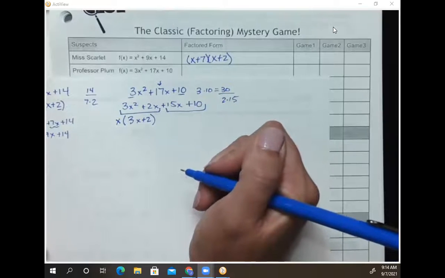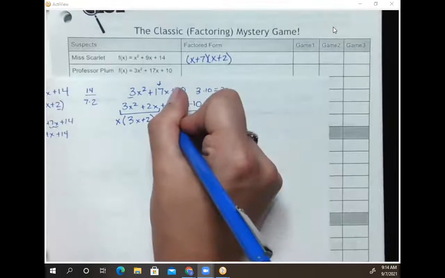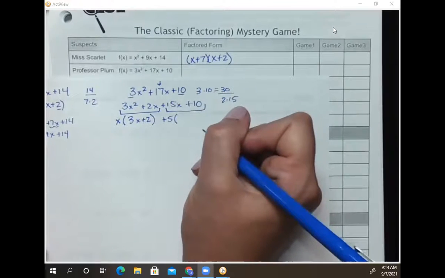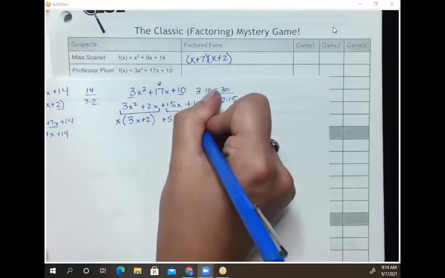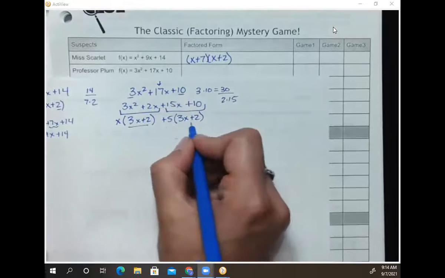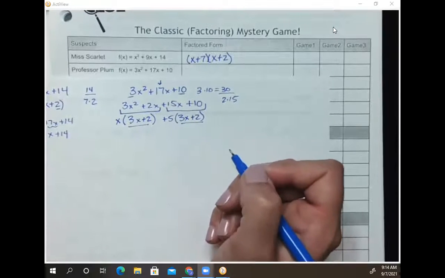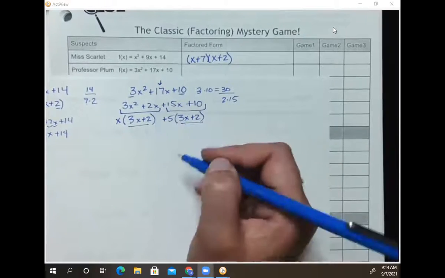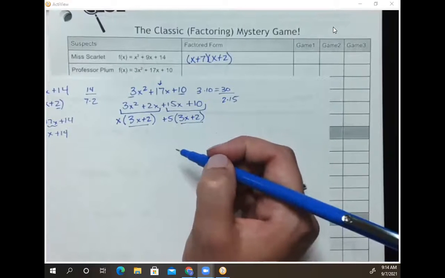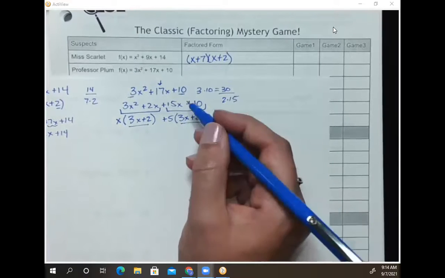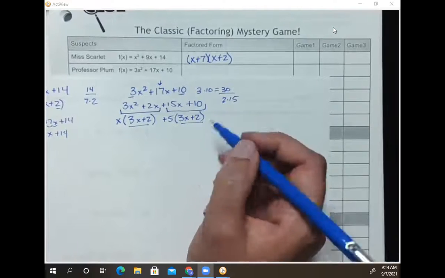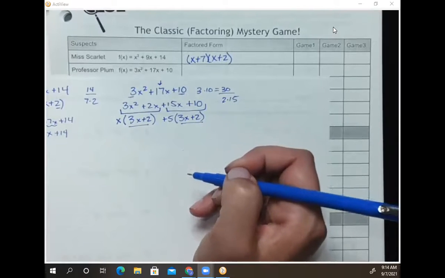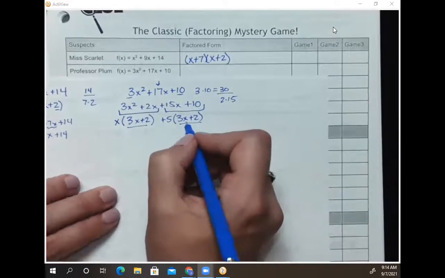How about my second group? What's the GCF here? 5. What's left over when I factor out 5? 3X plus 2, perfect. Remember our stuff in parentheses, we always want to be the same. Another reason I like this AC method is because we spent some time already practicing grouping and we're just doing grouping again. It's like grouping with 1 extra step. So it's something you've already done, we've already practiced.